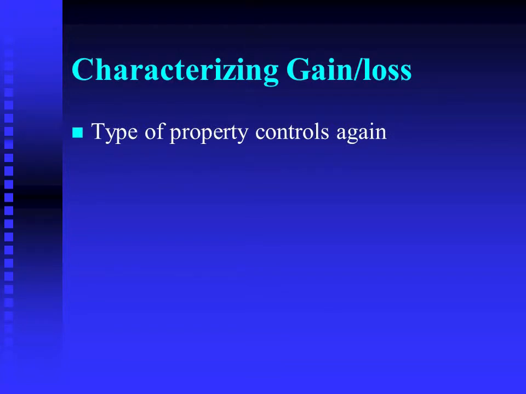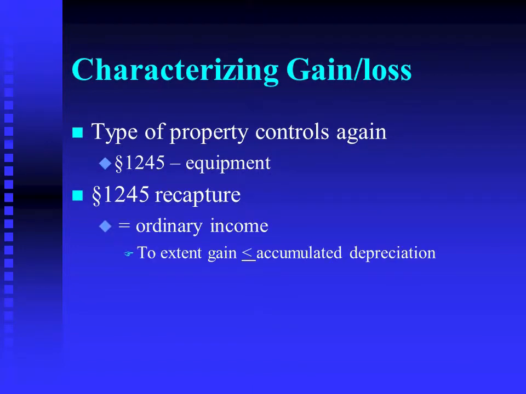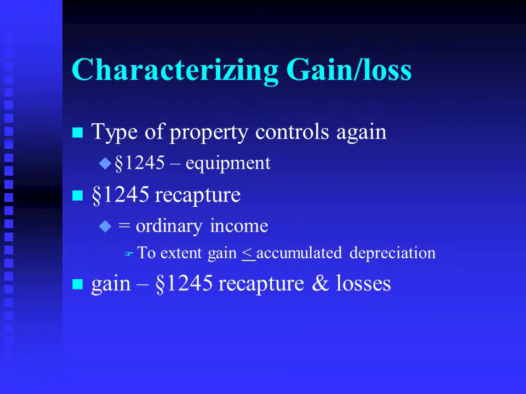So continuing this, 1245 property is equipment. So it's equipment used in a trade or business or rental for more than a year. So it's 1231 property. We identify it as 1245 for the recapture rule. And the 1245 recapture, ordinary income to the extent of gain that is less than or equal to accumulated depreciation. And so gains reduced by the 1245 recapture and any losses will be called 1231 gains.